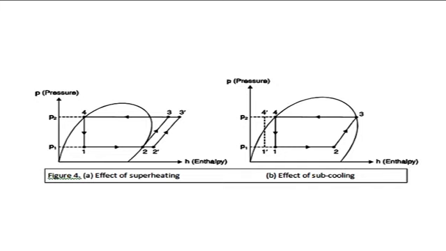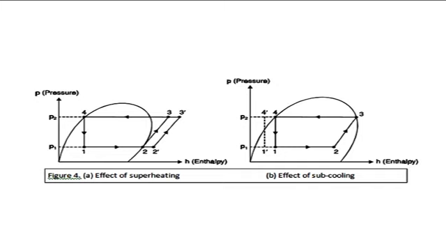As may be seen from figure 4a, the effect of superheating is to increase the refrigerating effect, but this increase in refrigerating effect is at the cost of an increase in the amount of work spent to attain the upper pressure limit. Since the increase in work is more as compared to the increase in refrigerating effect, the overall effect of superheating is to give a low value of COP.